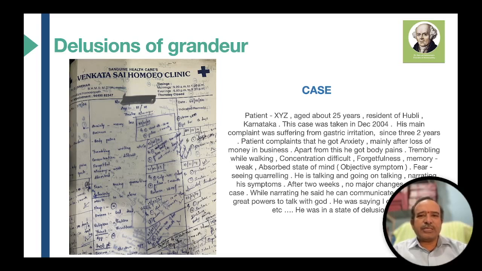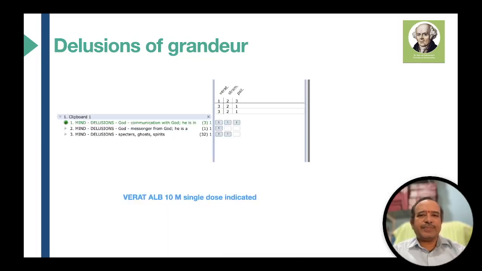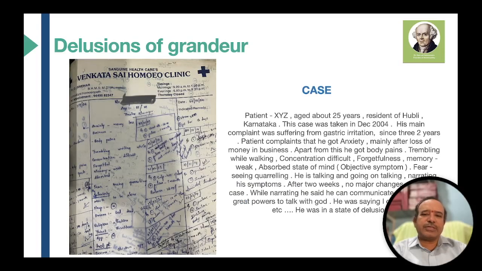Based upon the way he expressed his symptoms, I took the rubric delusions, communication with God, and next I took that he is a messenger from God, and next delusions, specters, ghosts, and spirits. Based upon this, I got Veratrum album. So Veratrum album 10 single dose was given.